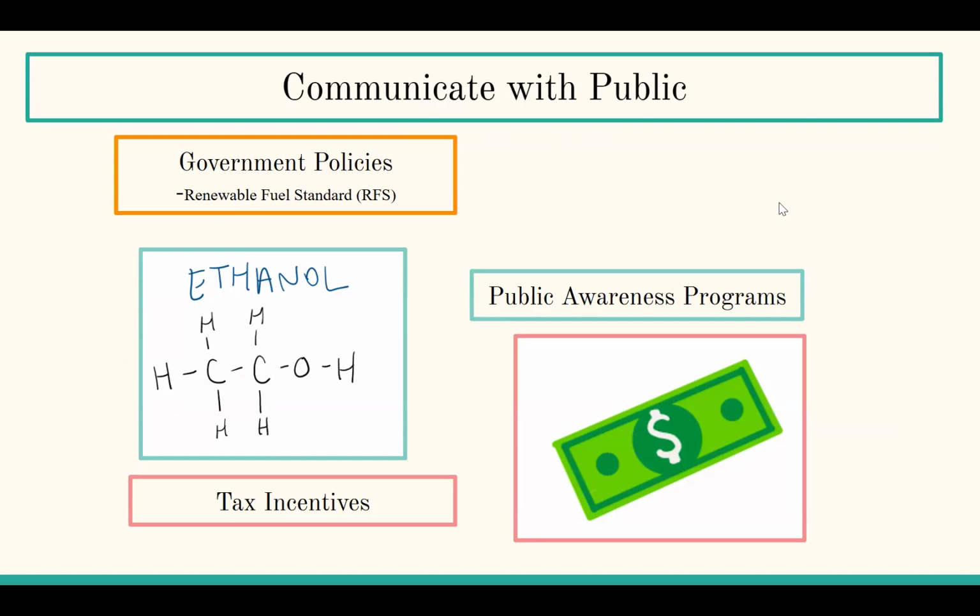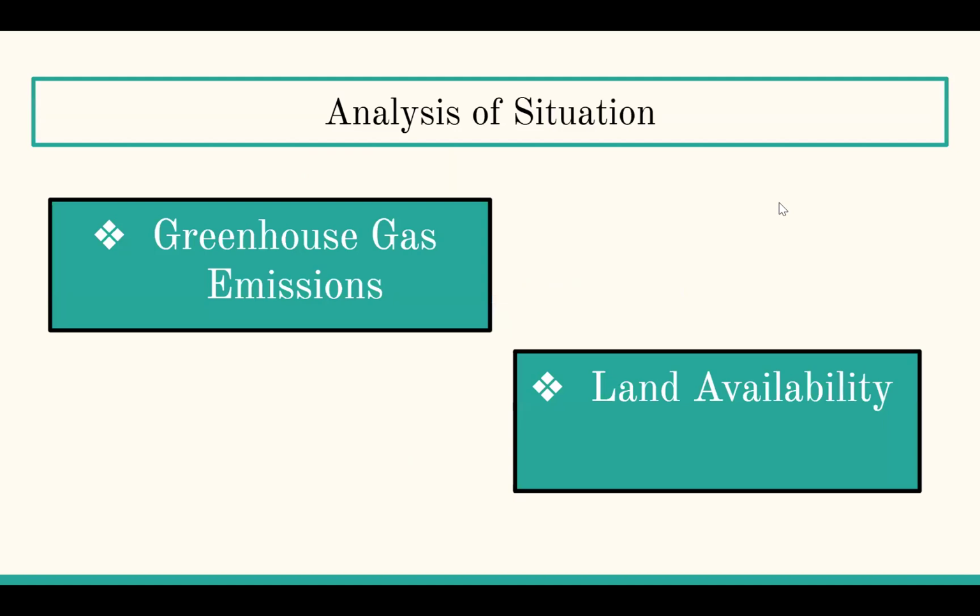Some other ways are public awareness programs that aim to inform the public about the benefits of using ethanol gas, and these are done by workshops and seminars. Another thing the government does to communicate with the public is tax incentives. These tax incentives are offered to consumers and producers of ethanol. This encourages consumers to use gas with ethanol blended in, and for producers to continue making and selling ethanol fuels.